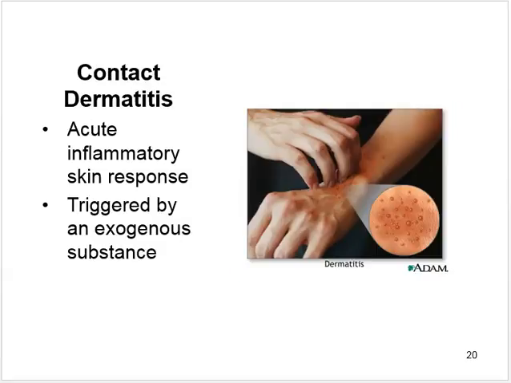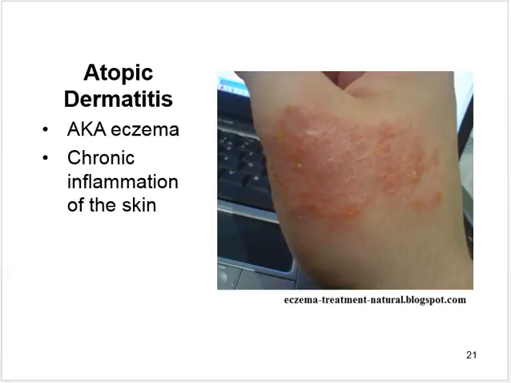Contact dermatitis. This is an acute inflammatory skin response. It's triggered by an exogenous substance. There are a range of reactions that result from skin contact with a foreign substance. It may appear as an itchy, red, swollen, or blistery rash after contact with an allergen or irritant.